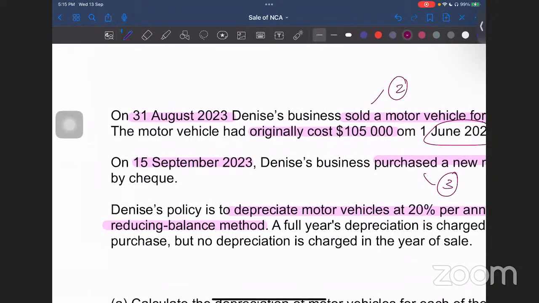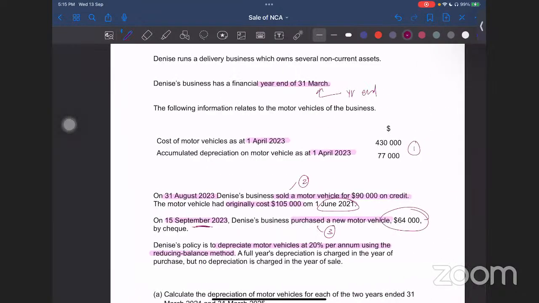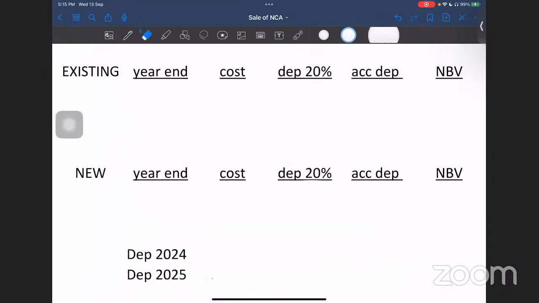So what is the first year end, given that our year end is March? So when is the next March after this date? March 2024, right? So here my first year end will be March 2024.